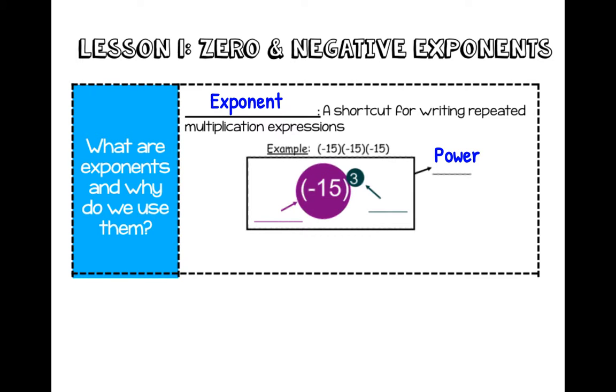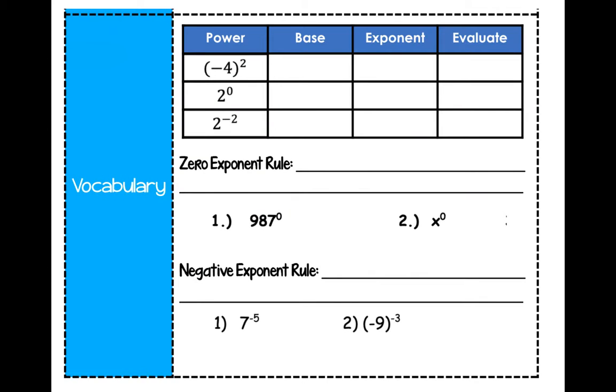Essentially, we have two parts of our power. We have a base, which in this example is negative 15, and we have an exponent. That exponent is going to tell us how many times we're going to use the base as a factor, how many times we are going to multiply that factor, which here is negative 15. As you can see in this example, in its expanded form, I have negative 15 times negative 15 times negative 15. That's 3 times.